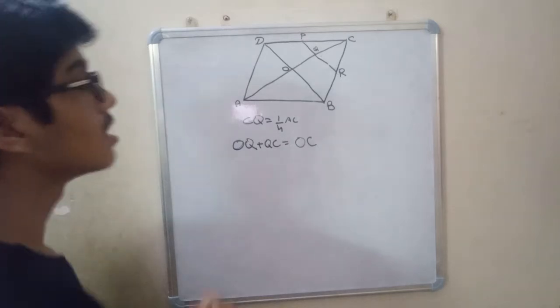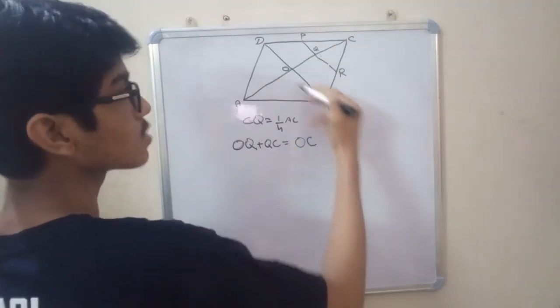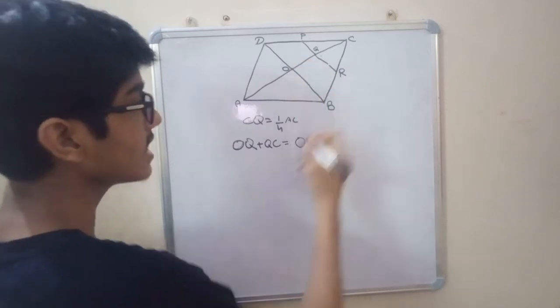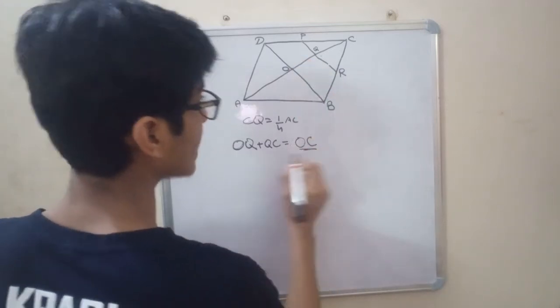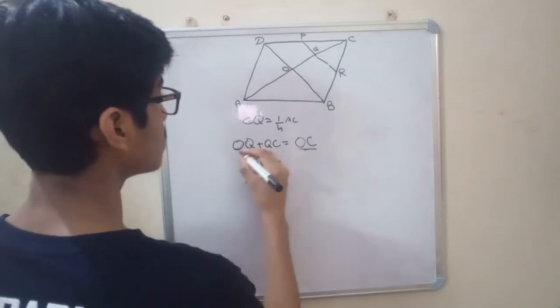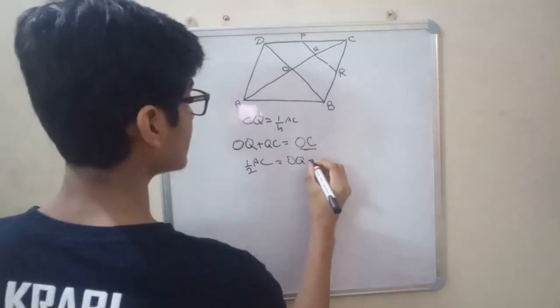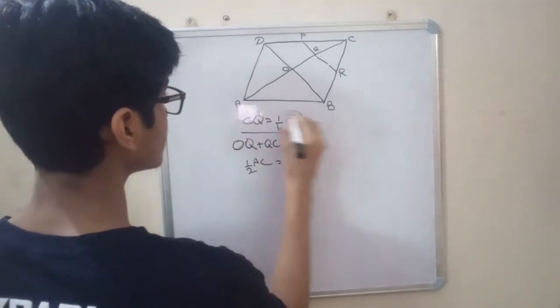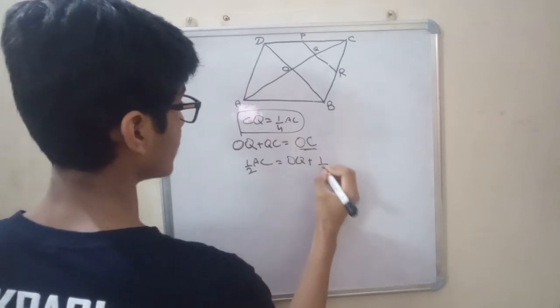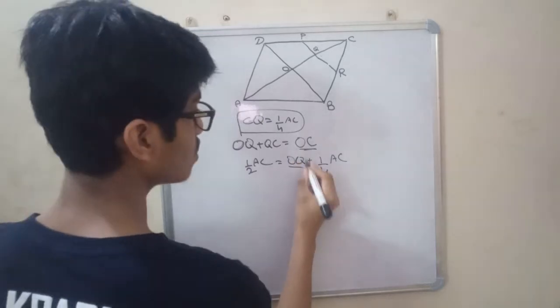Now see here, OC is half of the diagonal AC as DB is bisecting it. Therefore, we can write OC as half AC. And OQ we can't do anything with, so let's just write it as it is. And QC, it's given in the question that it is equal to 1 by 4 AC.